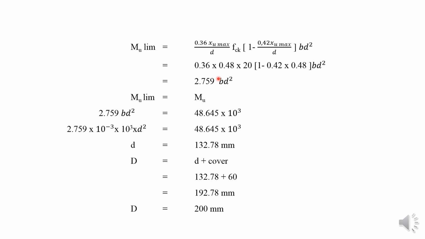So MU limit is equal to 0.36 xu max by d into fck into (1 minus 0.42 xu max by d) into b d square. Substitute all the values and get it in terms of b d square. So equate MU is equal to MU limit. Substitute all the values here. B we take as 1 meter. From that we determine the value of d, that is 132.78 mm. So cover we have to provide as 60 mm. So the depth of the footing is 192.78. So we take the depth as 200 mm.